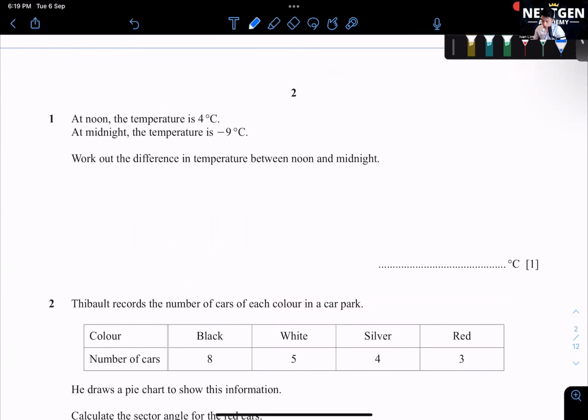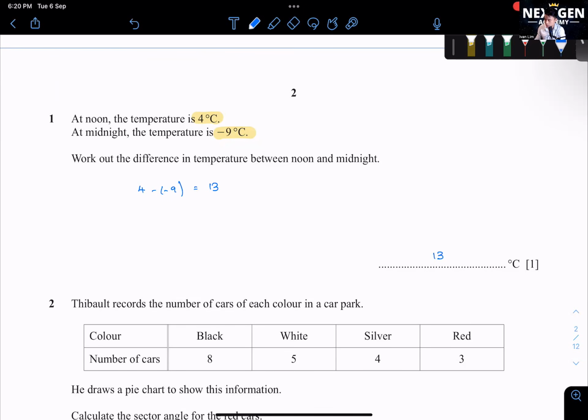Question 1. At noon, the temperature is 4 degrees Celsius. At midnight, the temperature is -9 degrees Celsius. Work out the difference in temperature between noon and night. This is pretty easy. We just take the final one or the initial one minus the other value. So you can do 4 minus -9. You can use a calculator for this also. So your final answer will be 13 degrees Celsius.